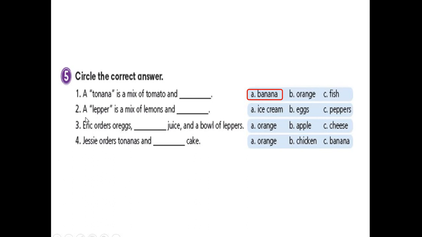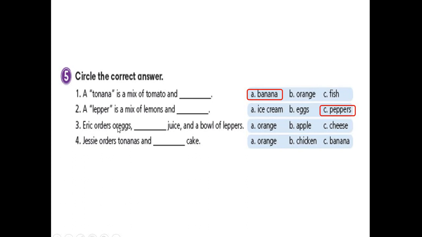Alright, next let's move on to number 2. A leper is a mix of lemons and blank. Again, a leper is a mix of lemons and blank. A, ice cream. B, egg. C, peppers. So based on the name itself, for us to make the word lepers, we need to mix the lemon and the peppers.